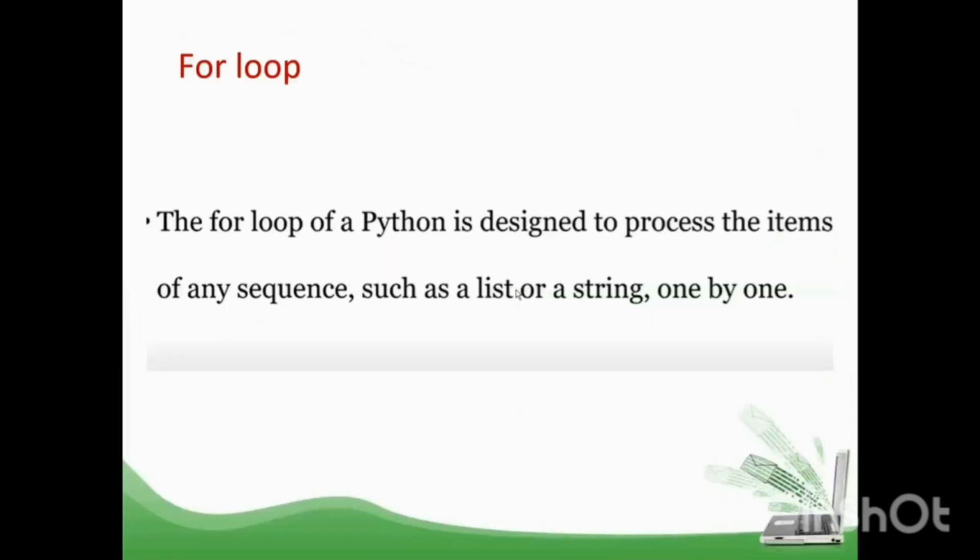So, what is a for loop? The for loop of Python is designed to process the items of any sequence, such as a list or a string, one by one. Now, what is the meaning of this statement? Suppose you have a sequence, any list, any string, any dictionary, whatever sequence you have. We can process every item of the sequence one by one using a for loop.